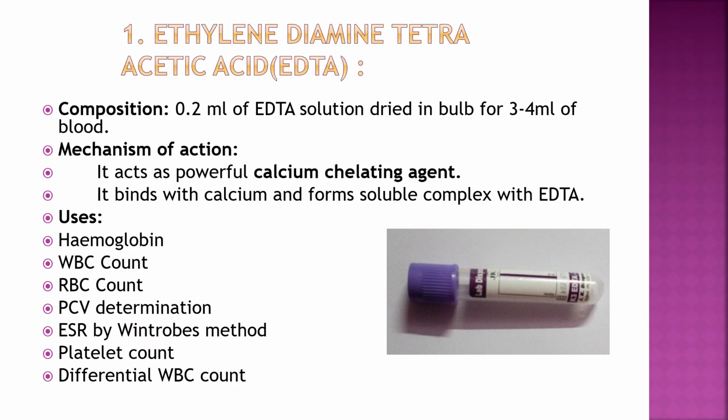Now we will see a few examples of anticoagulants. First is the ideal anticoagulant used in hematology, EDTA, ethylene diamine tetraacetic acid. Its mechanism is mainly as a calcium chelating agent. It removes calcium so there is no clotting and the blood stays in a liquid state. Uses are all hematological investigations like HB, CBC, ESR, PCV, and all cell counts.